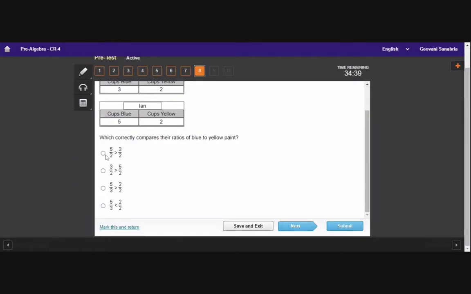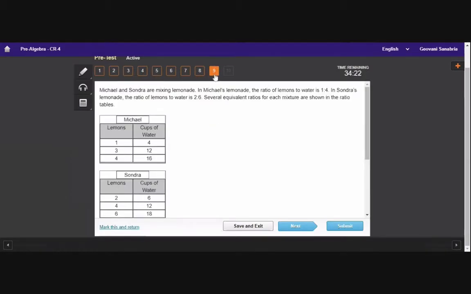So that third one is not right because yellow should be on the bottom, over the 3, and it's over 2. Same with the last one. That's why that one's wrong. If they didn't have the same yellow number, then we'd just divide it in the calculator anyway to figure it out.